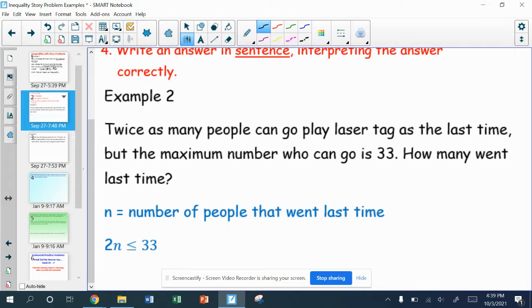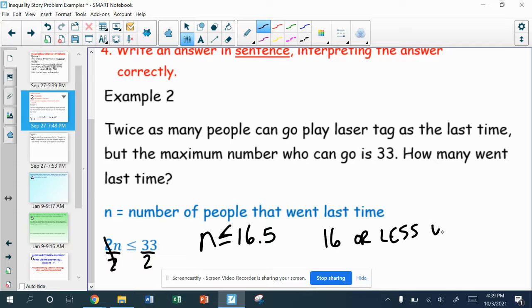But if we're going to be solving this, then we would divide by 2. Just solving it, we would get n is less than or equal to 16.5, which doesn't really make a whole lot of sense. So obviously it had to be that there were 16 or less last time. So if we were going to write that, 16 or less went last time.